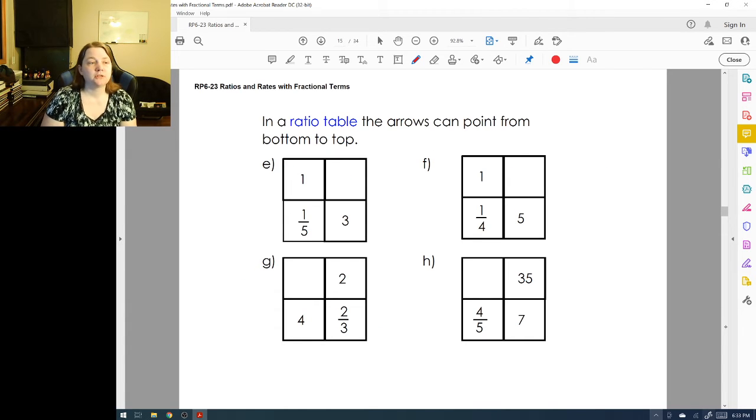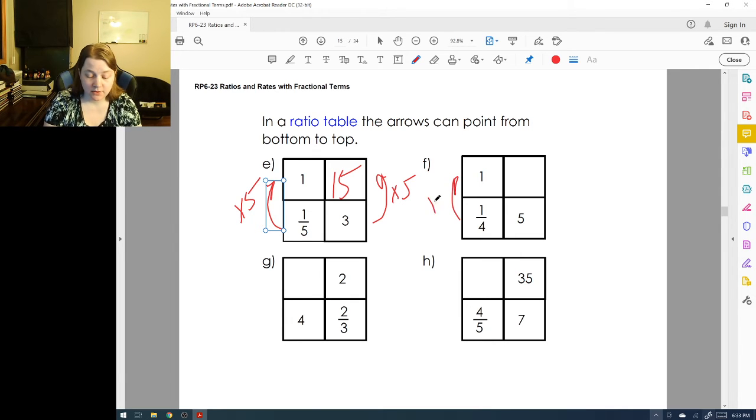Remember that we can also go bottom to top. And it's the same thing. It doesn't change anything. To go from 1/5 to 1, I'm going to multiply times 5. So here I'm going to multiply times 5 to get 15. And we could continue working on this. I'm going to go through and put this down so that the video doesn't get too long. 1/4, multiply times 4. 5 times 4 is 20.